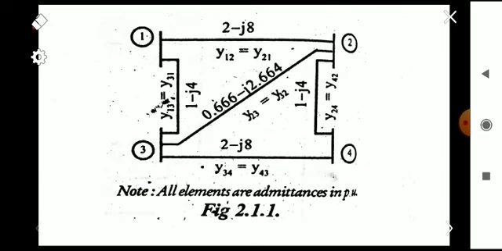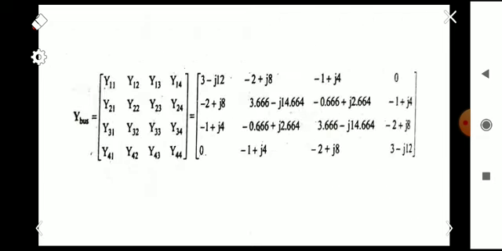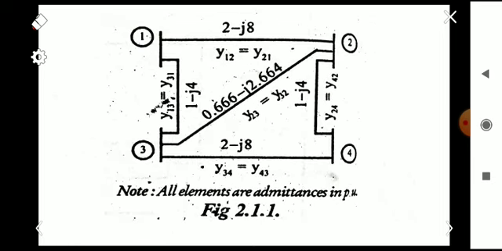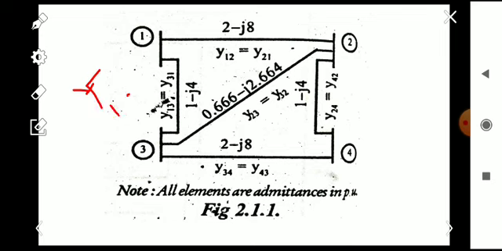After that we can find the off-diagonal elements, capital Y12. These elements, Y12, Y13, Y14, will always be the negative of the corresponding admittances connected in between the buses. So capital Y12 means minus of the admittance connected between 1 and 2. Here it is 2 minus j8, so capital Y12 will be minus of 2 minus j8, that is minus 2 plus j8.